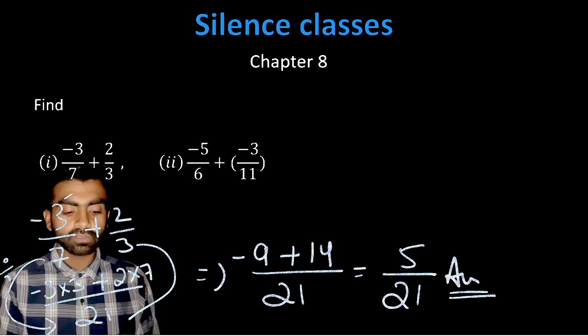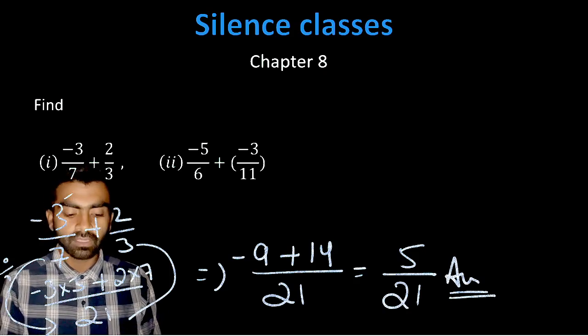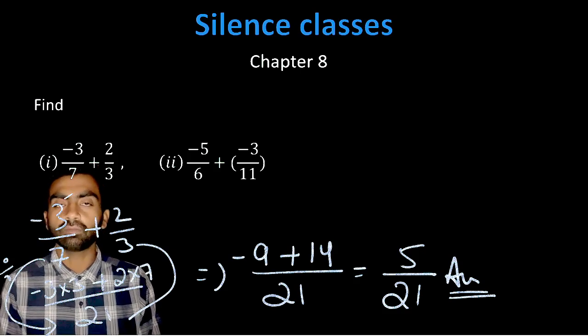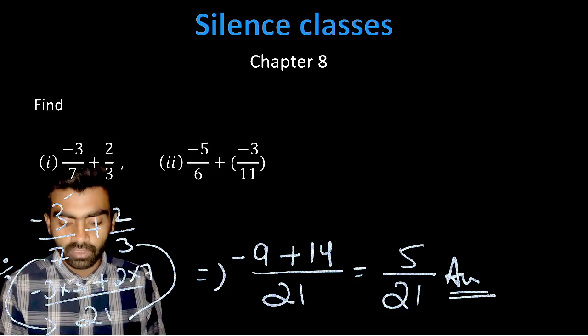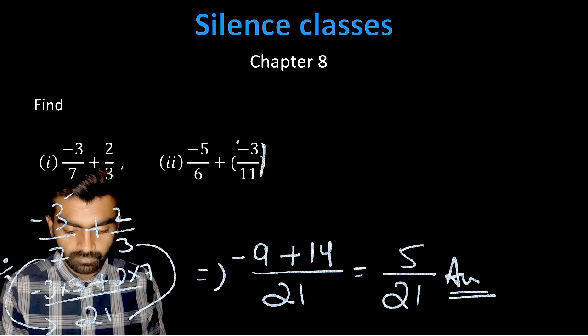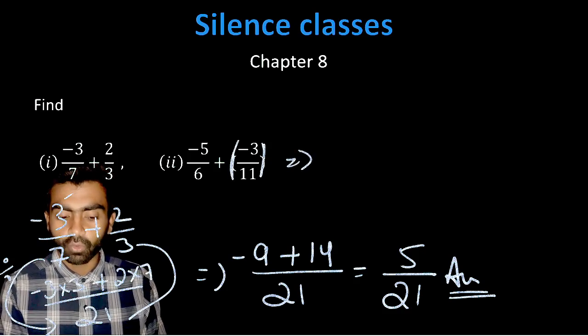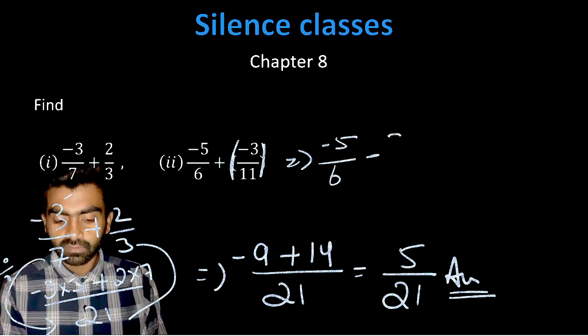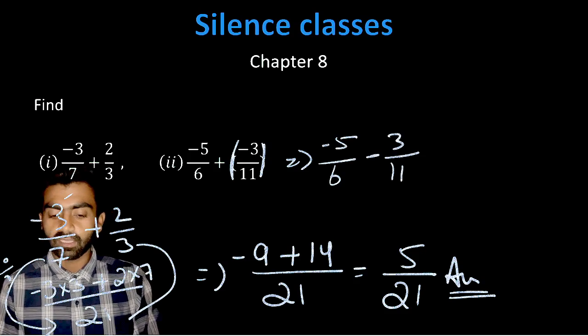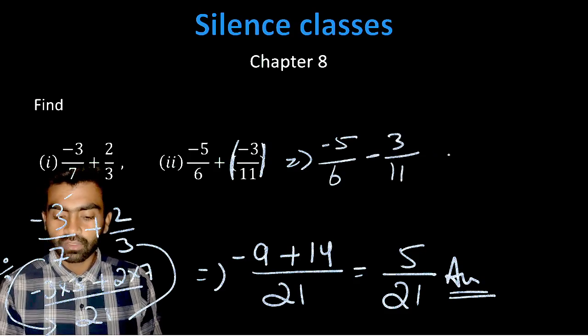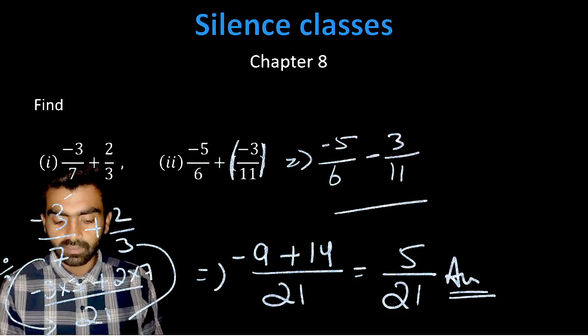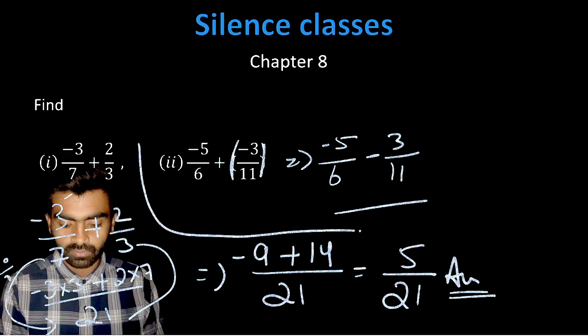Now the denominators are not equal, that's why first of all we have to take the LCMs to make the denominator equal. Now it is a big bracket like this, so first of all we will open the bracket. We will get minus 5 upon 6 minus 3 upon 11. Again we have to take the LCM, so it will become 11.